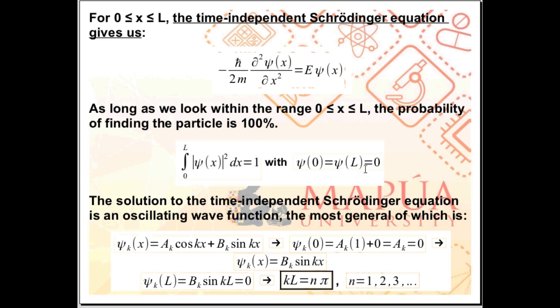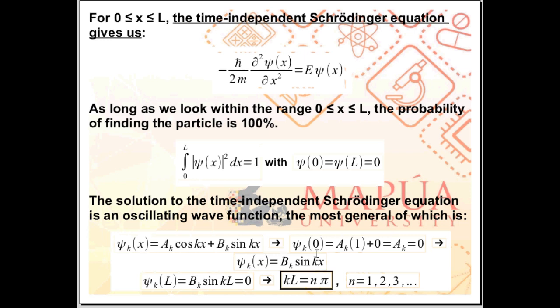We still have x is equal to L. Psi of L is equal to 0. So let's now apply this boundary condition. Psi of L is equal to b sine kL is equal to 0. That means sine kL is equal to 0, and that only happens when kL is equal to n pi, where n is equal to 1, 2, 3, 4, 5, and so on.